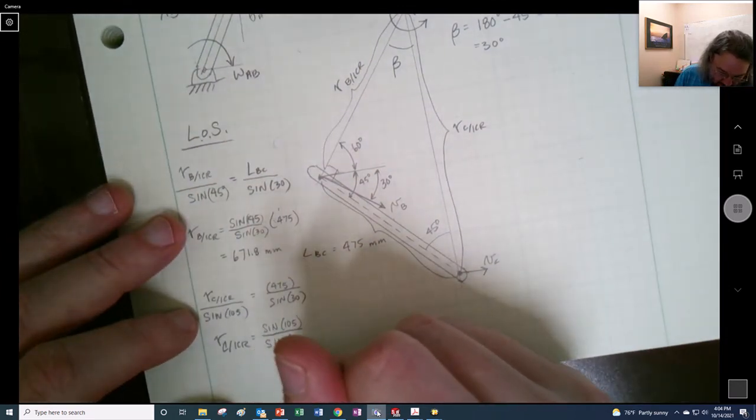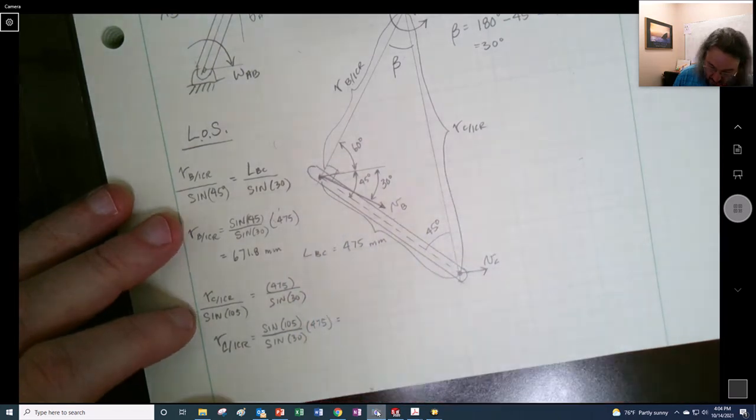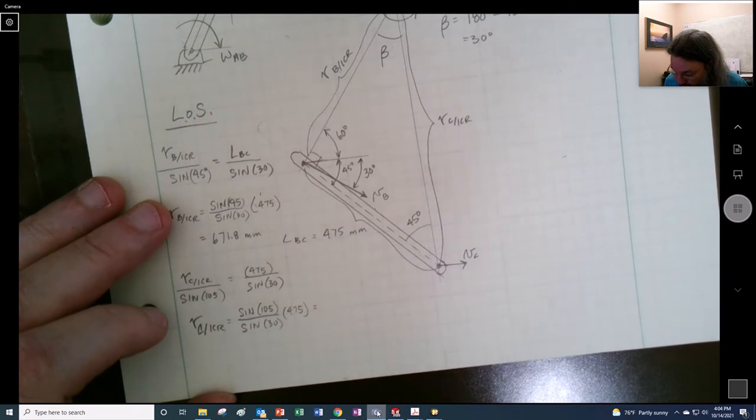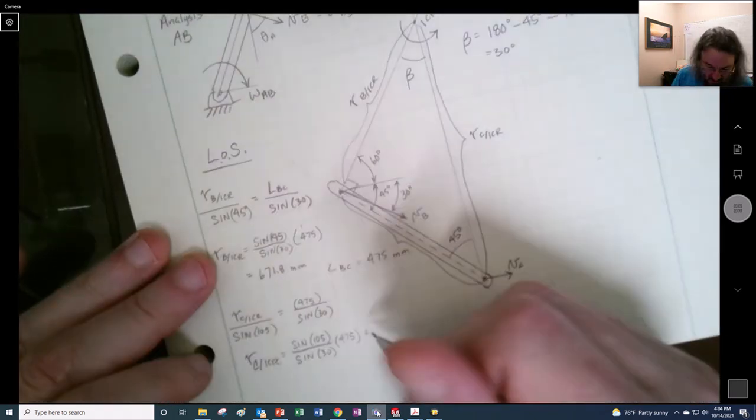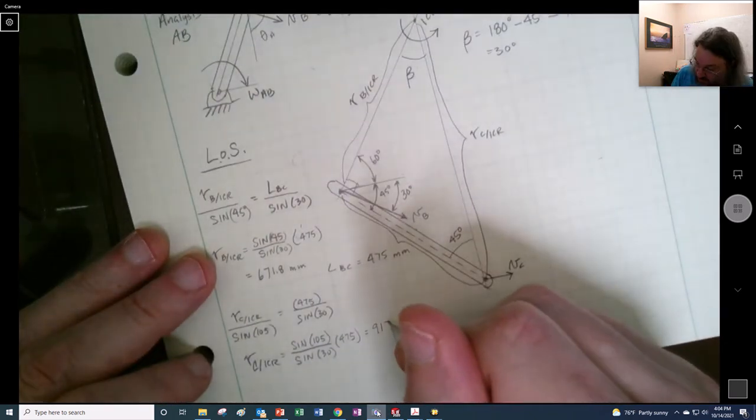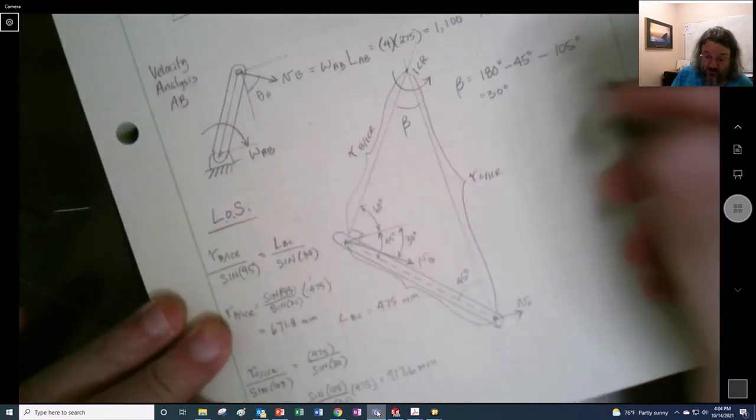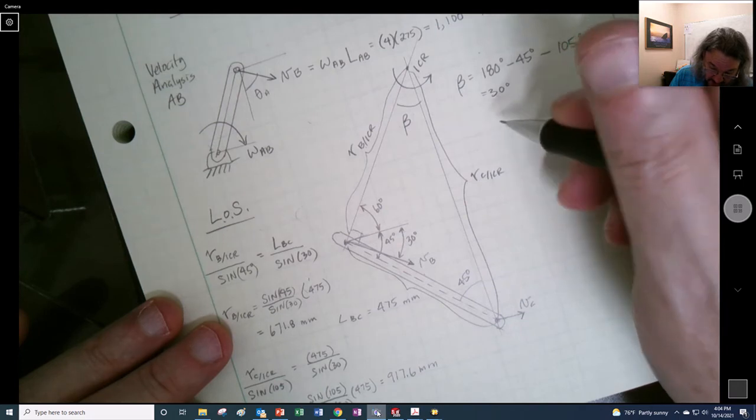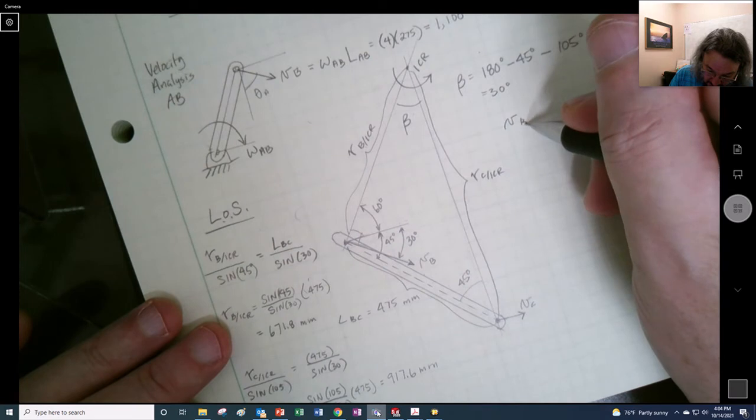And the sine of 30 times our 475. So we get 105. I already did that. Take 30 and take the sine of it. But of course that's just 0.5. So divided and then 475 times. And we get 917.6 millimeters.